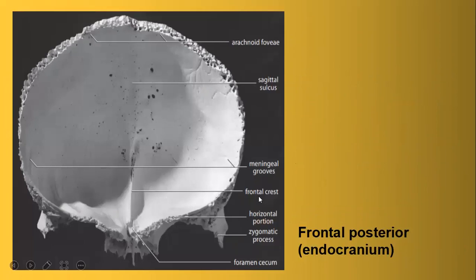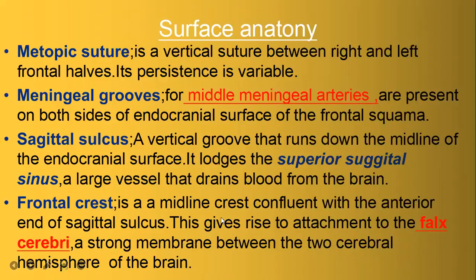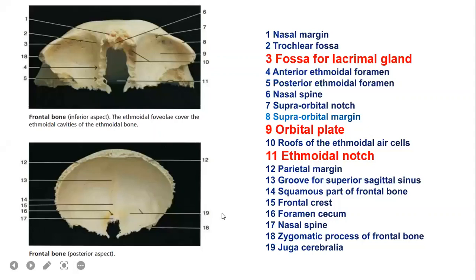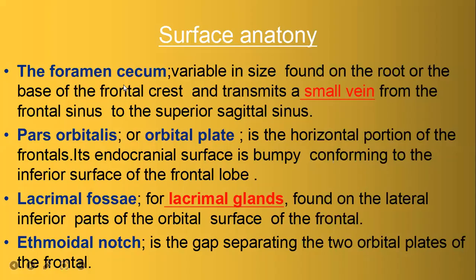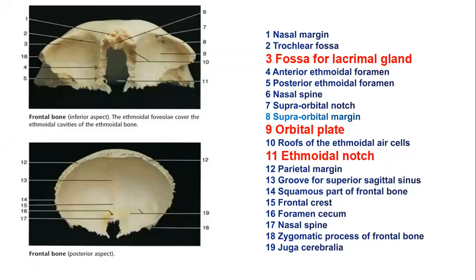I think frontal crest, it's right there. Well, we'll be getting down to our next image. Maybe we'll check on that. So for this case, we have the fossa for lacrimal gland, which is part labeled 3 right here. Then the part labeled 9 is the orbital plate. Then the part labeled 11 is the ethmoidal notch, which I've done the discussion on. So we have the pars orbitalis and the lacrimal fossa and the ethmoidal notch, and those are them.